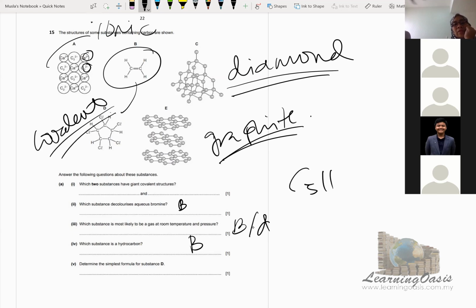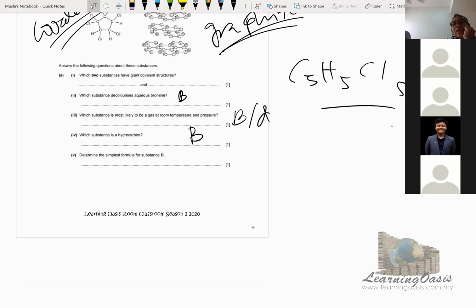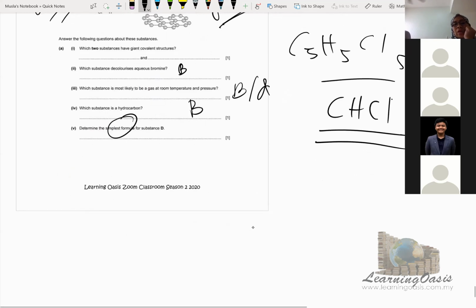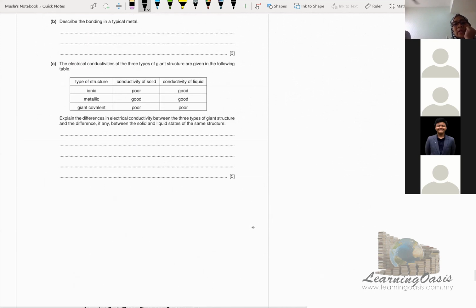C5H5Cl5. 1, 2, 3, 4, 5. Right. Okay. And then 5, 5, 5. What can you do? The simplest form is CHCl. Okay. What do you call the simplest formula? Empirical formula.